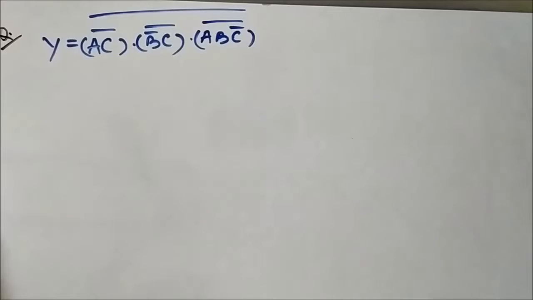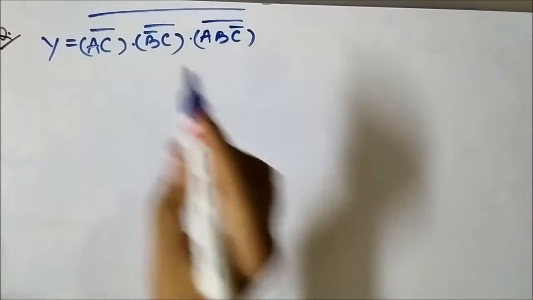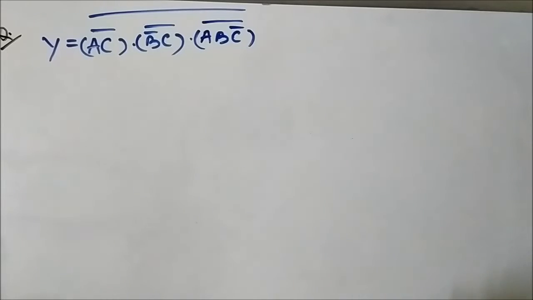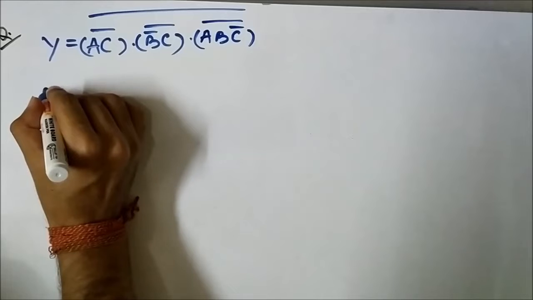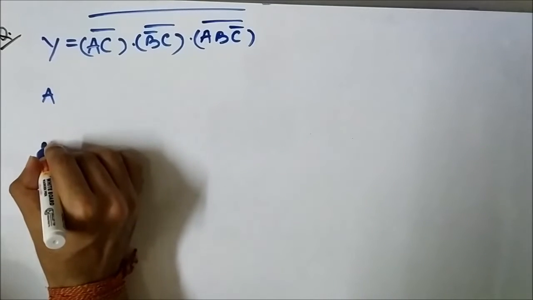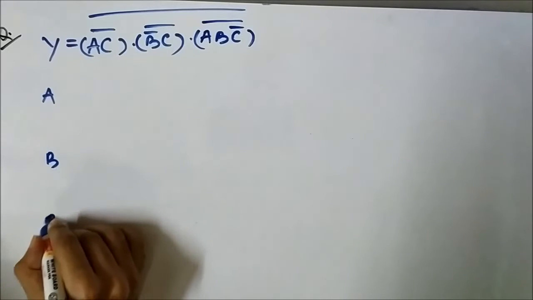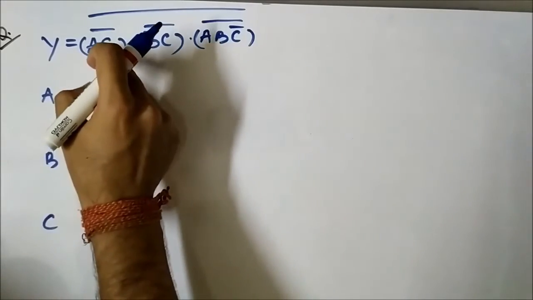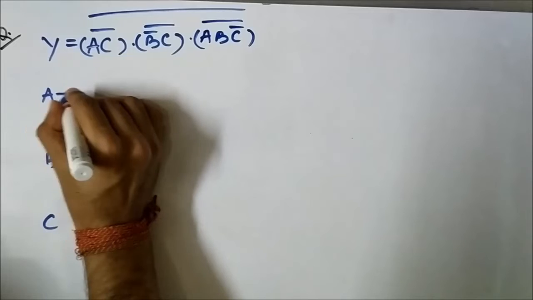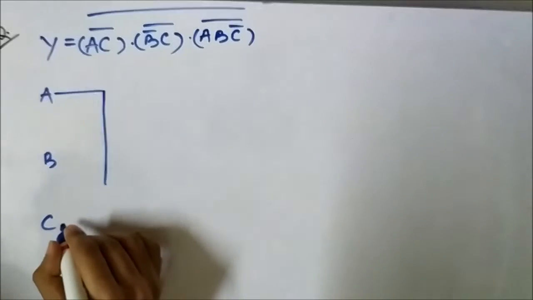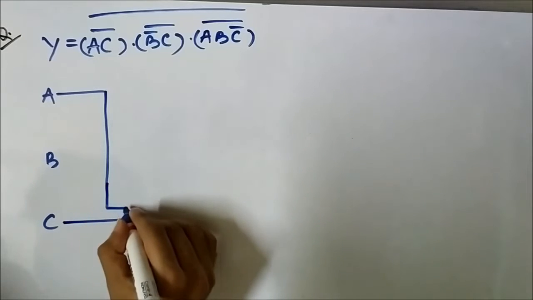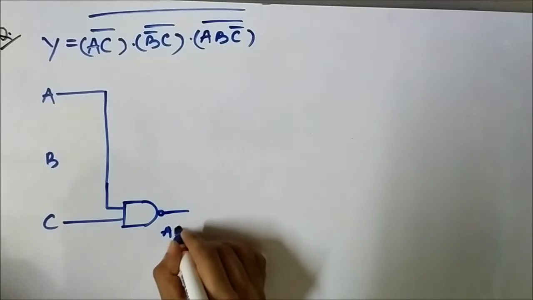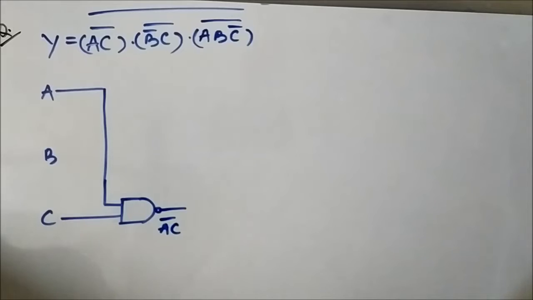So now we have to implement this modified Boolean expression, in which all the terms are in AND form, using NAND gates. First let us denote these signals. Three signals are present: A, B and C. The first term that we require is AC bar. For that we will take A and C and pass them through a NAND gate to get AC bar. AC bar we got.